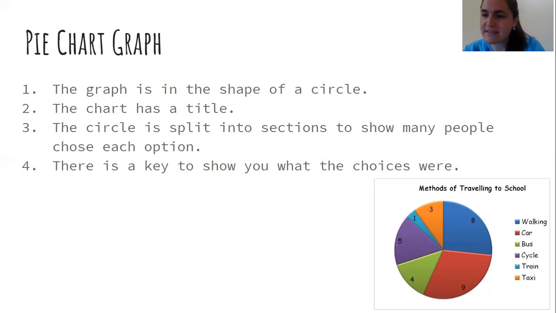So, for instance, I see the word walking has like blue color next to it. So I would go over to my pie chart and I see that the blue section has 8 people. That means that 8 people travel to school by walking. Then let's see, I'm going to try a different one. I see that the word bus has a green square next to it. So I go over my pie chart, I look for the green section, and I see that 4 people take the bus to school.